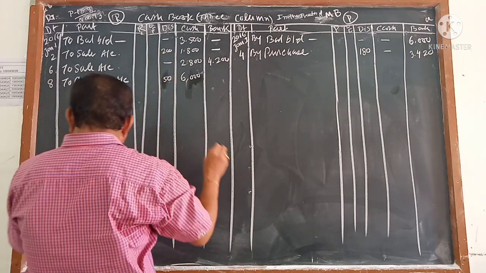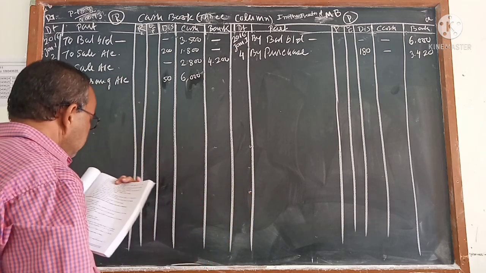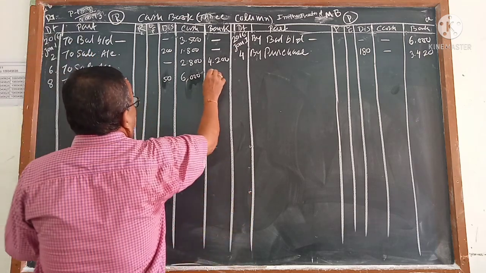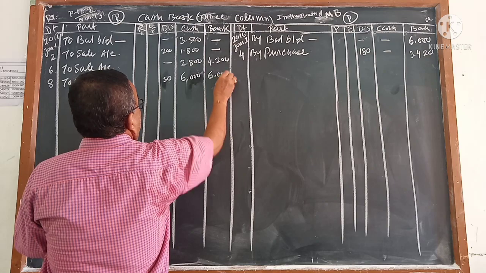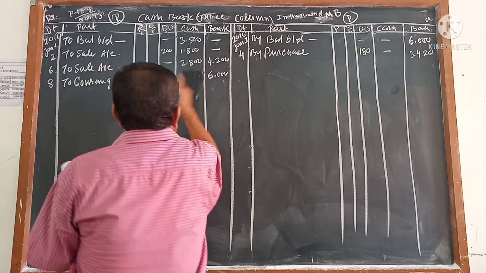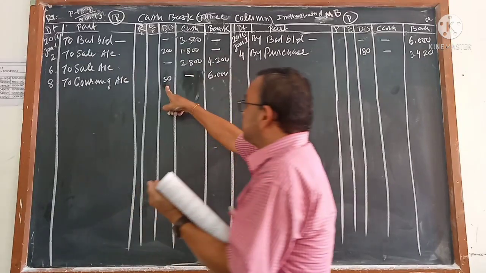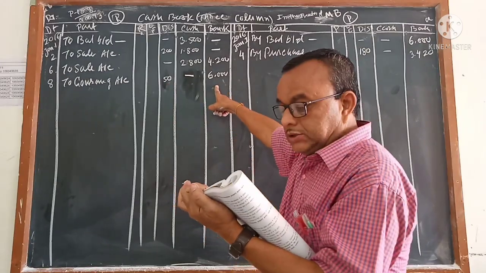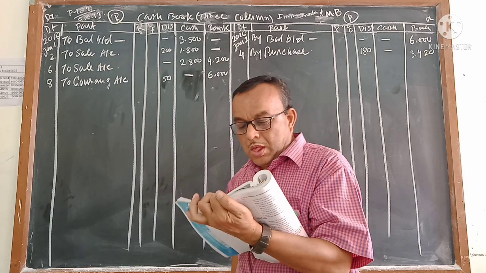Check receipt here, one minute. Check also 6,000 this year. Check will come in the bank column, not in cash column. You got the discount. Discount you got 50 rupees and check you have received 6,000.